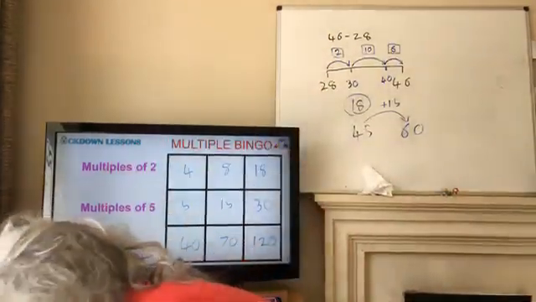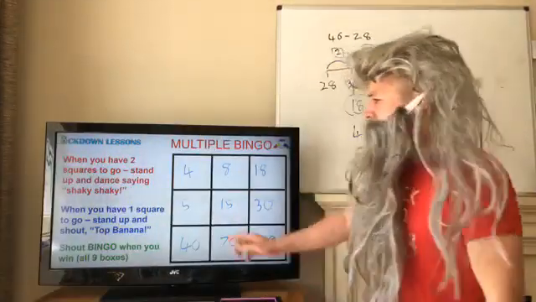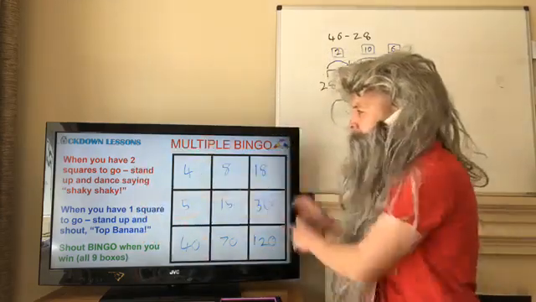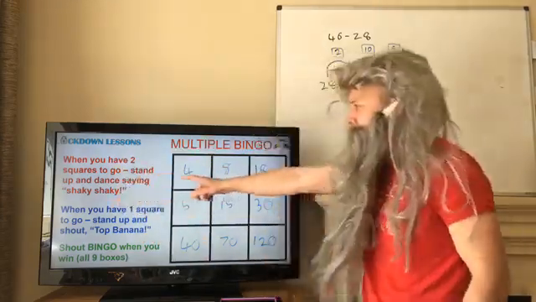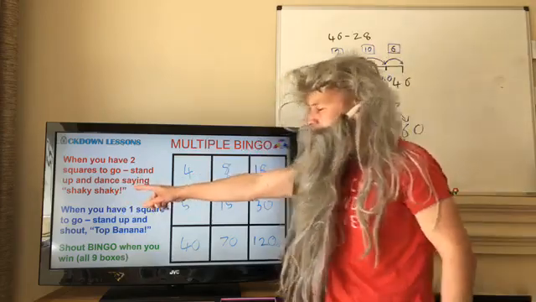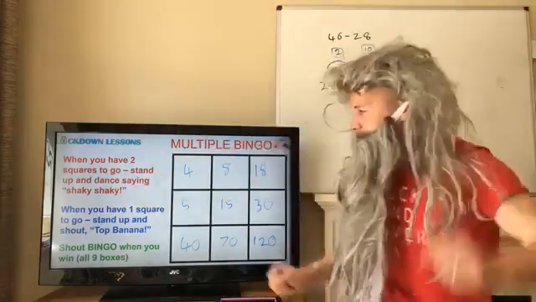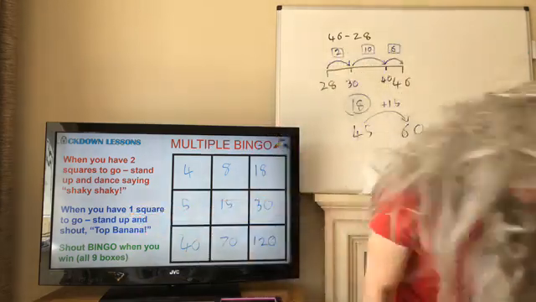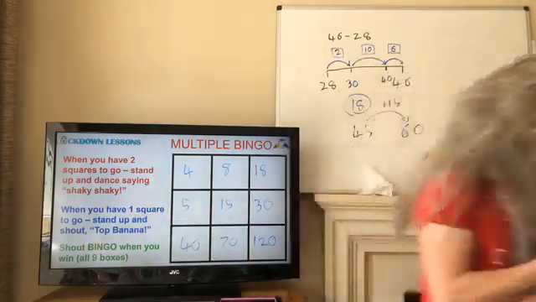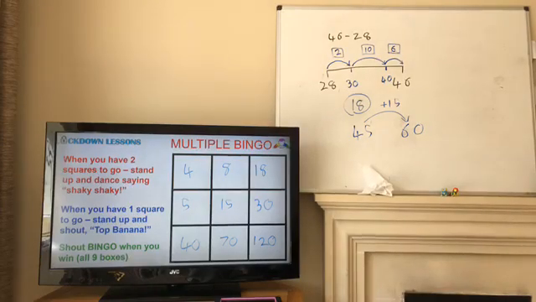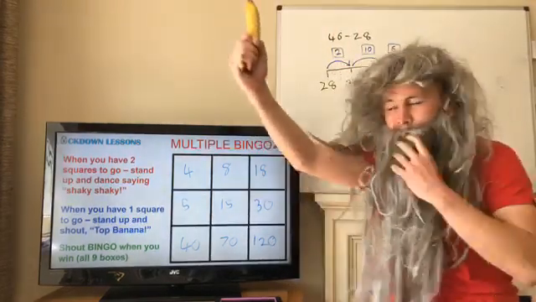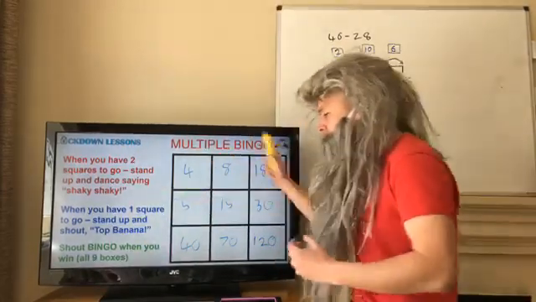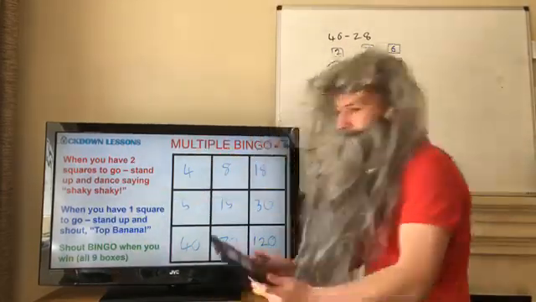Yes! Okay, remember as well, we need all 9 to win. When you have 2 squares left to go, you need to dance saying, shaky, shaky. When you have 1 square left to go, you stand up and you say, top banana. And when you win, you shout, bingo. All 9 boxes.